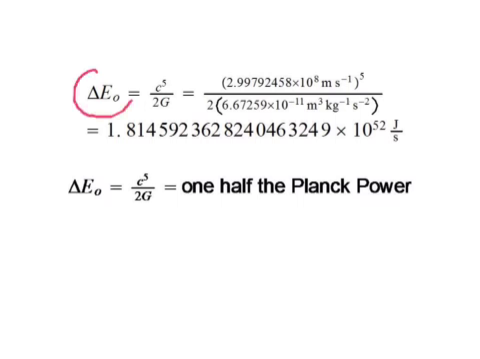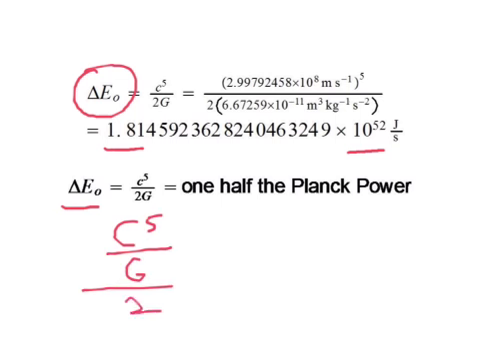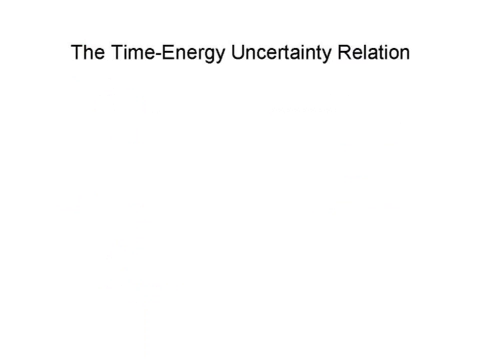Numerically, delta E sub O is a very large number. It's approximately 1.8 times 10 to the 52 joules per second. Notice that delta E sub O is equal to c to the 5th over G over 2, and that's 1/2 the Planck power. Let's now look at the time-energy uncertainty relation.